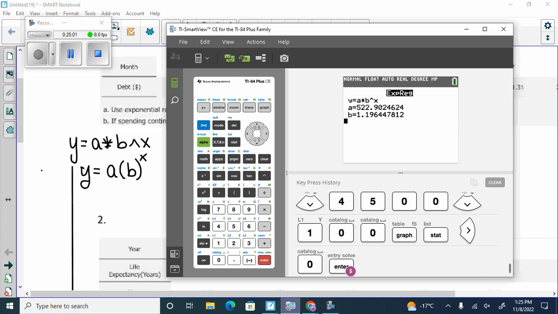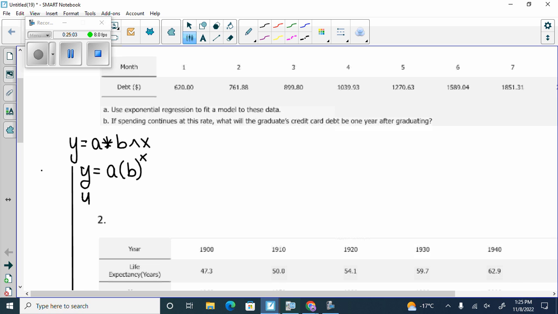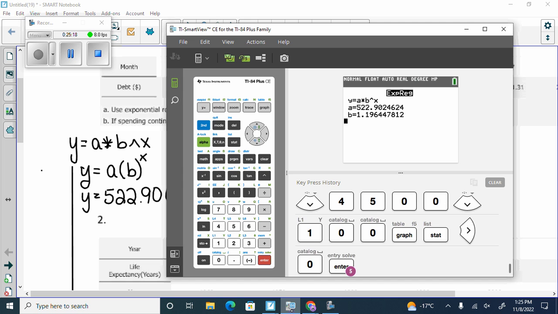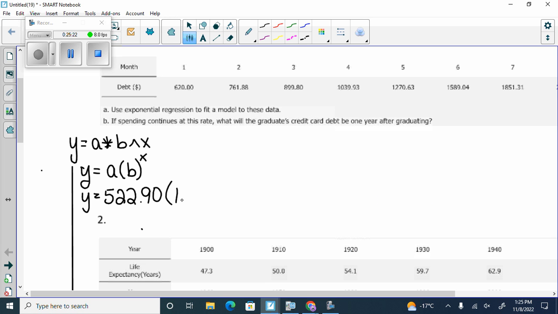So it says A is 522.90. So I'm going to go y equals 522.90. Would I ever type it in like that, rounded? No, you keep the full thing. You just round when you're writing out the equation. And then bracket b is 1.20 to the x.